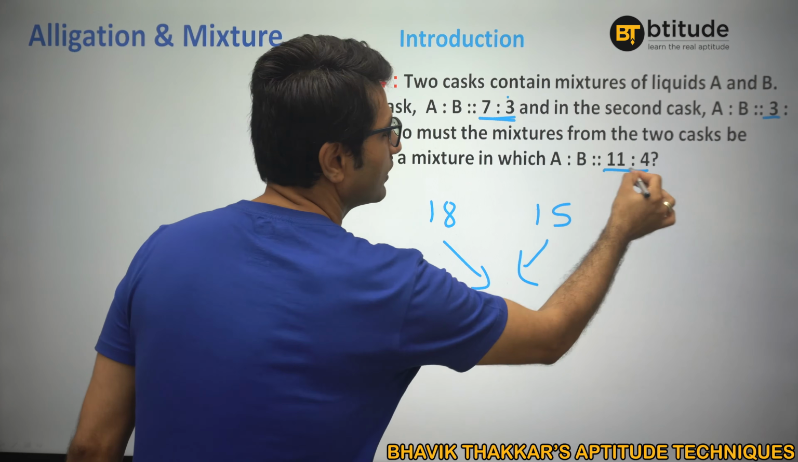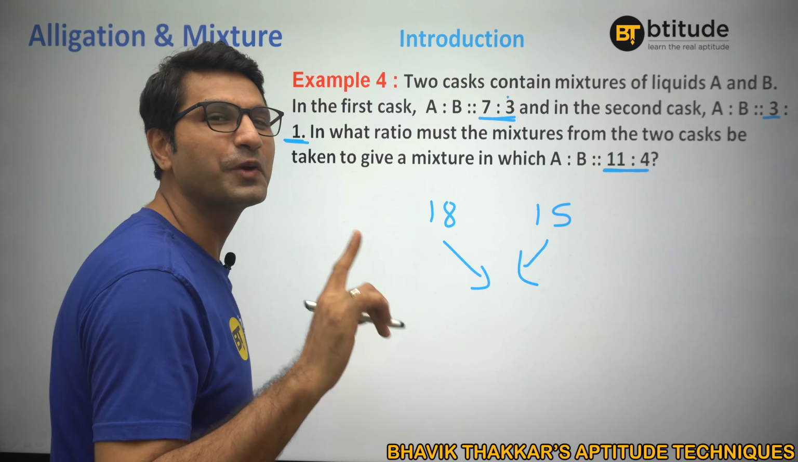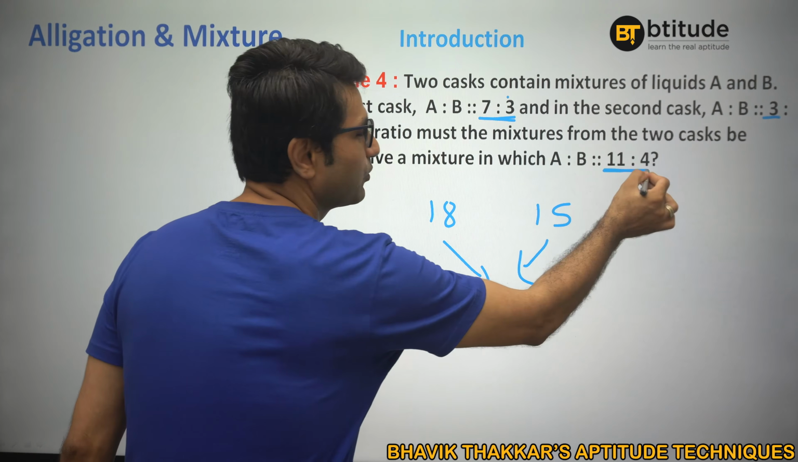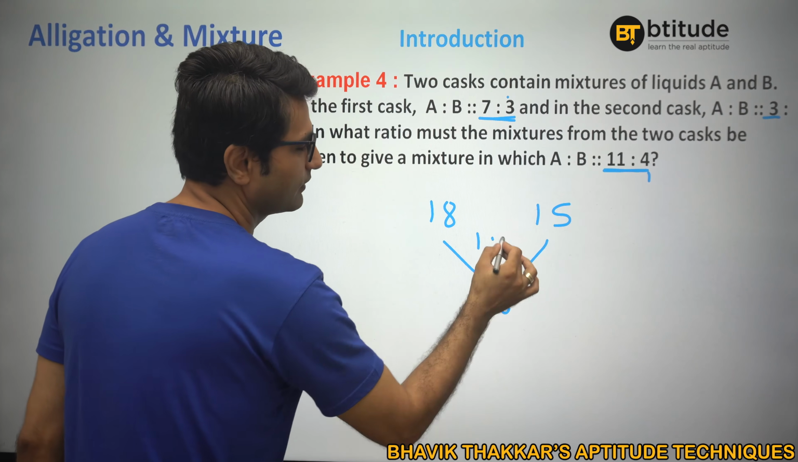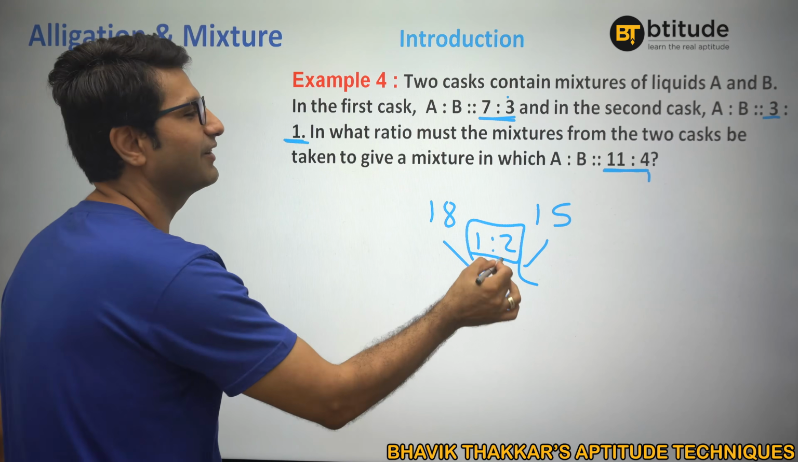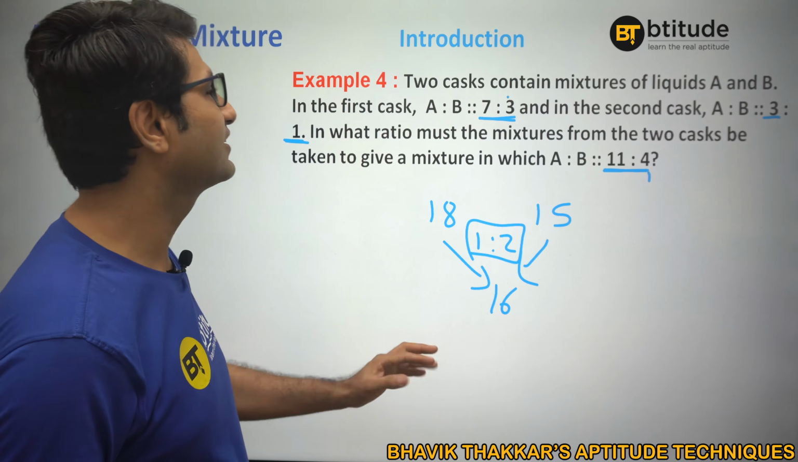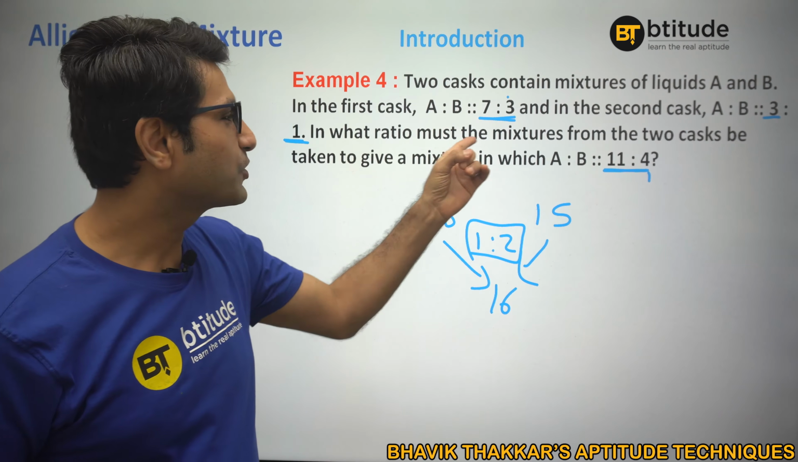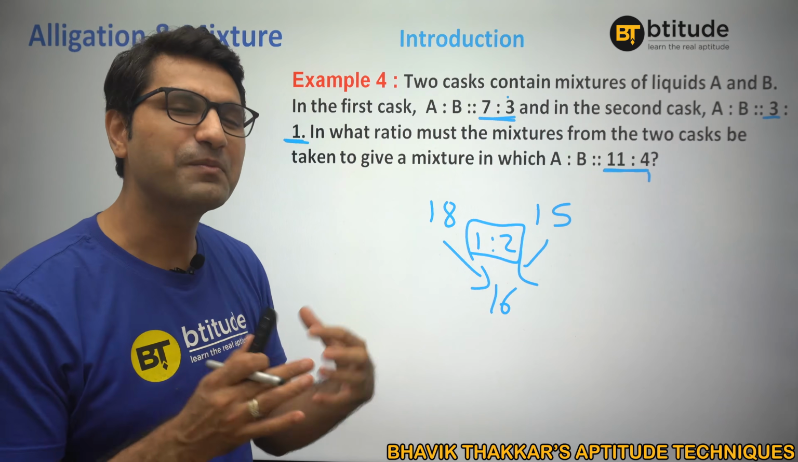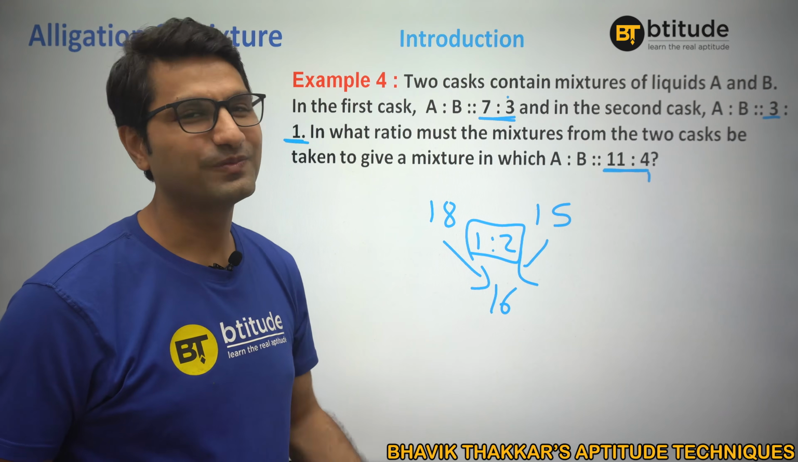This is what? Total is 15. We want to make 60, so into 4. So 4 into 4, 16. Difference is 1. Difference is 2. That's about it. 1 is to 2. That is the ratio in which the two casks should be mixed. So in what ratio must the mixtures from the two casks be mixed? 1 is to 2. There you go.